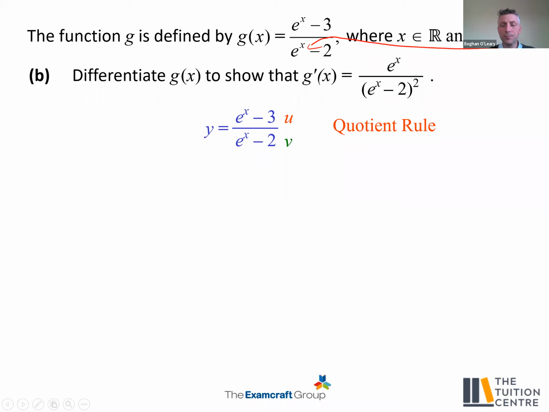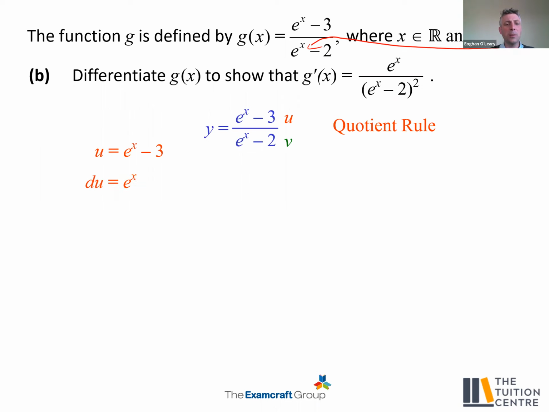Differentiate to show that g dash x is equal to e to the power of x all over e to the power of x minus 2, all squared. Okay, so you start off. Here is our function, so you can say y is equal to e to the power of x minus 3 all over e to the power of x minus 2. The quotient rule, because it's a fraction: the top part is going to be named as u, the bottom part is going to be named as v.